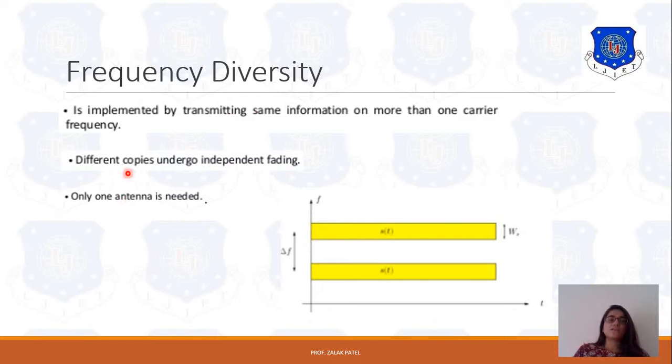Because of that, resource wastage is not possible. That generally happens in the case of FDMA, which we will discuss in detail in Unit 4, how resources are wasted in the FDMA technique. So here this limitation of FDMA is overcome because only one antenna is needed in the case of frequency diversity. Now let's take another case, that is time diversity.